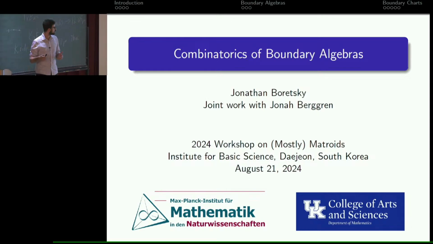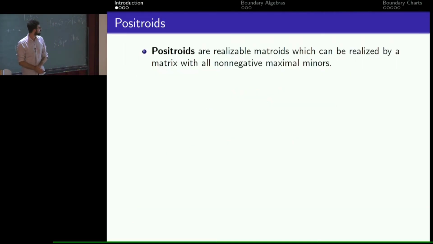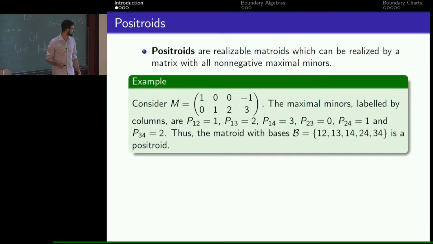And let me get first to positroids. So positroids are realizable matroids. They're a special type of realizable matroid which can be realized by a matrix with all non-negative minors. So let me give this by example.